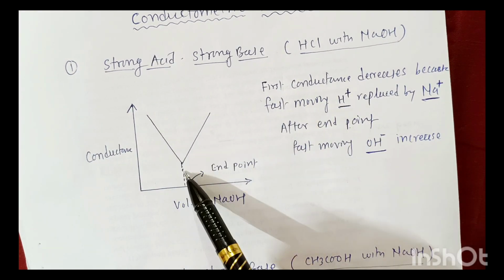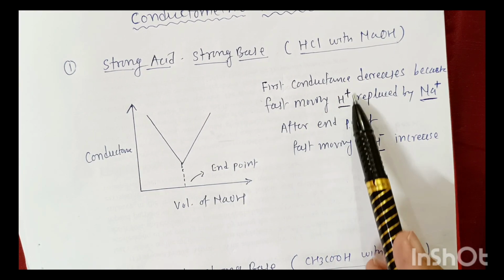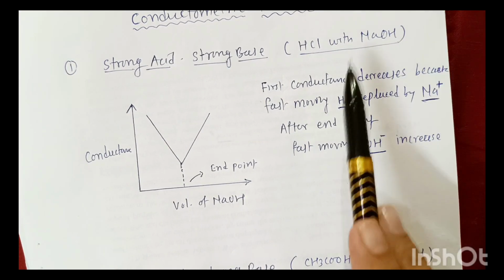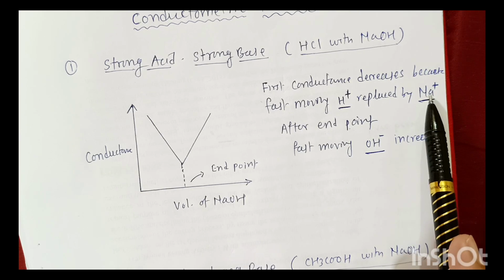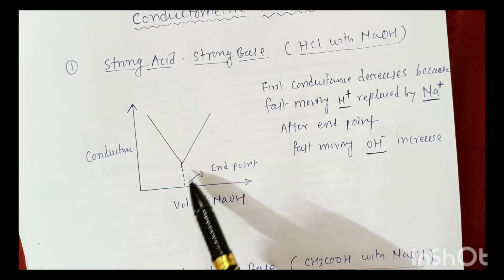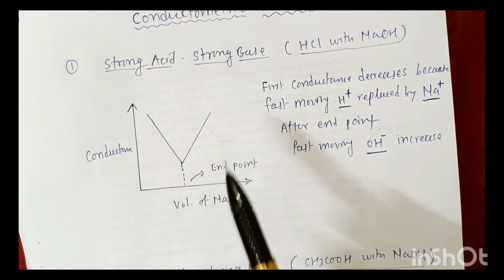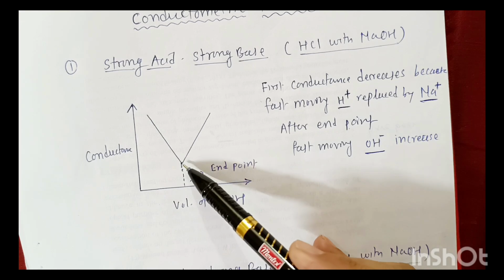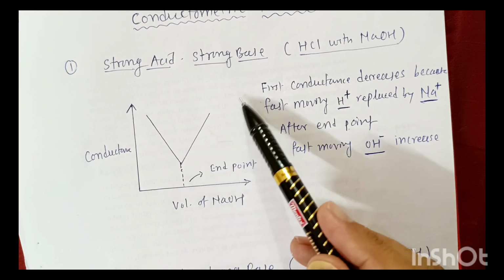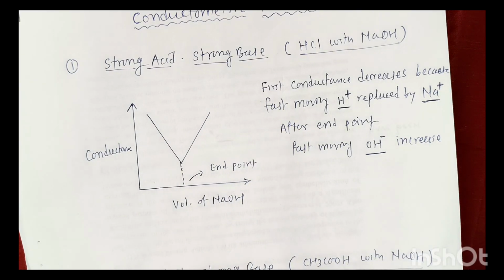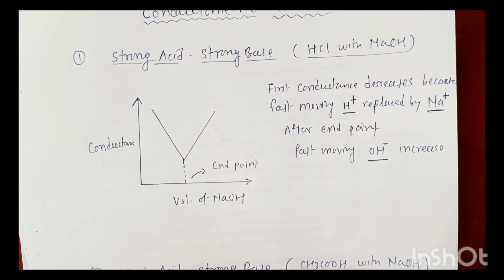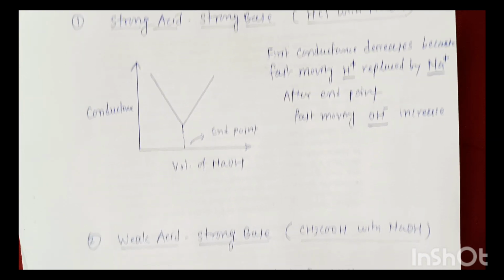Firstly, the conductance decreases sharply because the faster moving H+ ions which are present in HCl are replaced by Na+ ions, and Na+ ions are a bit slower moving than H+ ions, and therefore conductance goes on decreasing rapidly. And once the HCl is consumed completely, if you go on adding NaOH, the faster moving OH- ion concentration goes on increasing, and therefore you get an increase in the conductance, and you get such a graph for a strong acid, strong base titration.